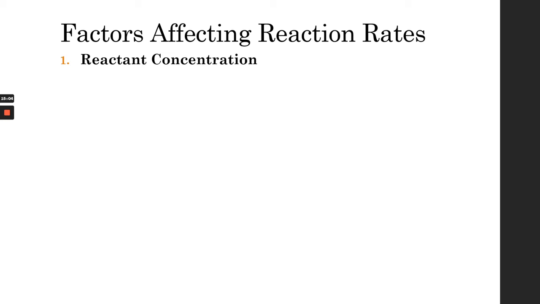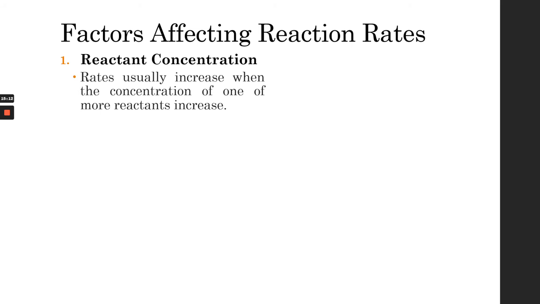In theory, to increase the speed of the reaction, what we need to do is to increase the concentration of reactants. So we're dealing with reactants here. By increasing the concentration of the reactants, the rate increases. That is the concept. So remember that an increase in the concentration of reactants is equal to an increase in rate.